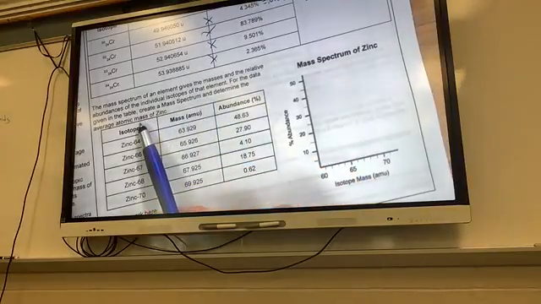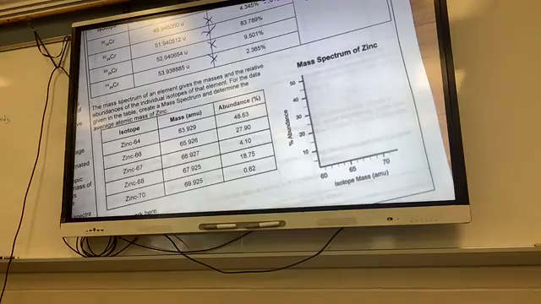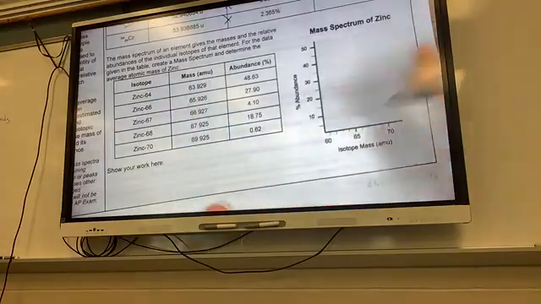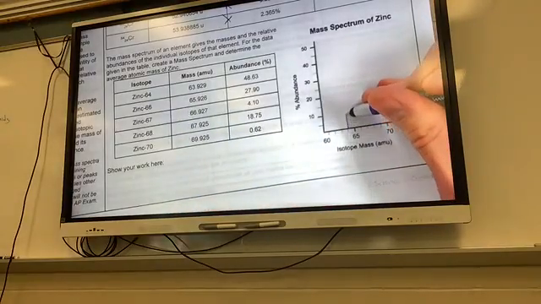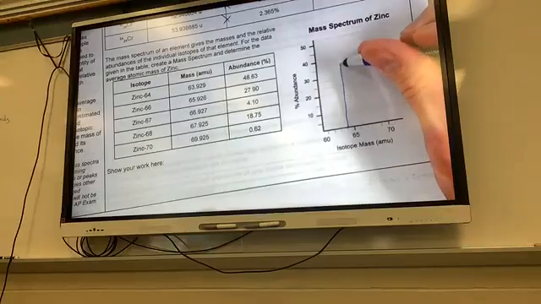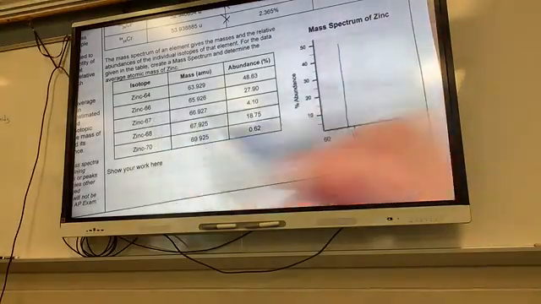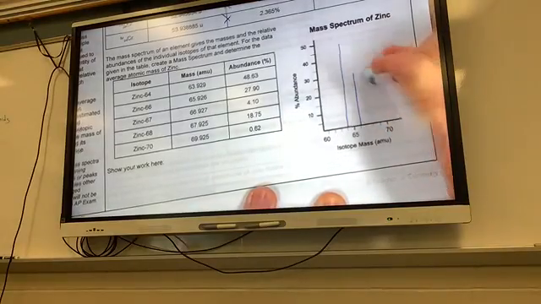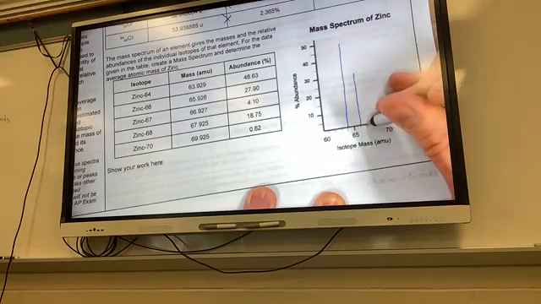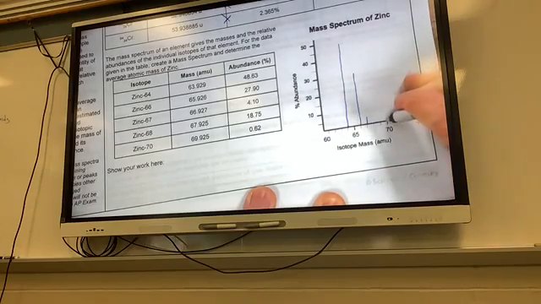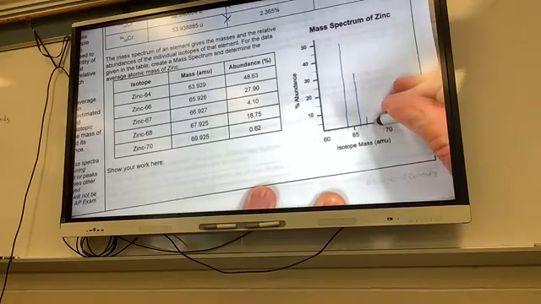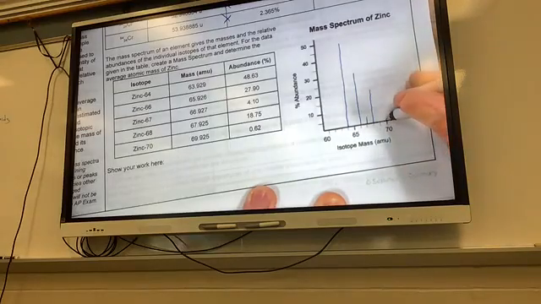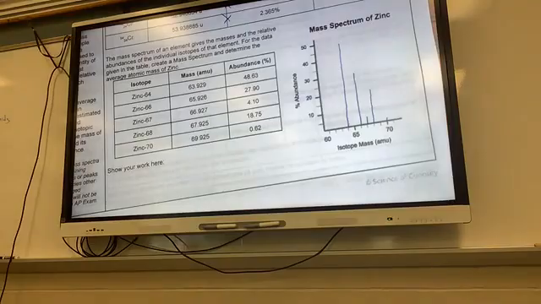For the data given, create a mass spectrum and determine the average atomic mass of zinc. So I have to graph these, right? So zinc 64. Here 64 is at about 48%. So here is my 48%. Zinc 66 is at 27%. Zinc 67 is at 4%. Zinc 68 is at 18%. And zinc 70 is at 0.6%. Very, very small.